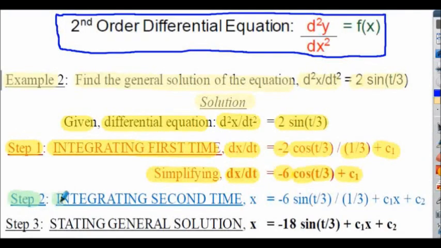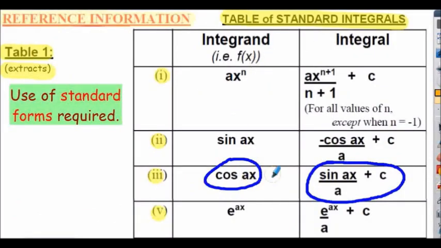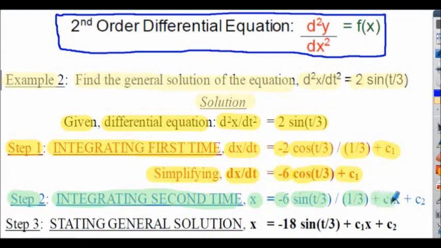Second step, we now integrate again. So for a second time, and we get x on the left hand side, this time is equal to -6 multiplied by the sine of t divided by 3 again, divided by a third, because we're integrating again of course. And referring back to our standard tables, this shows cos ax when integrated becomes sine ax upon a plus c. Add my c1x, add my c2, second constant.